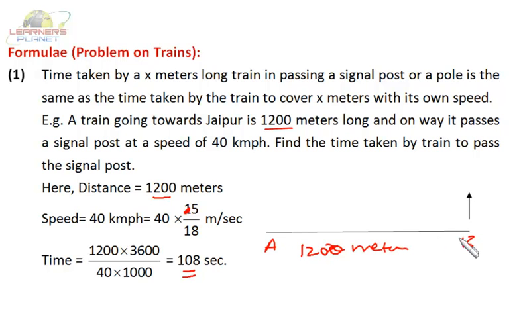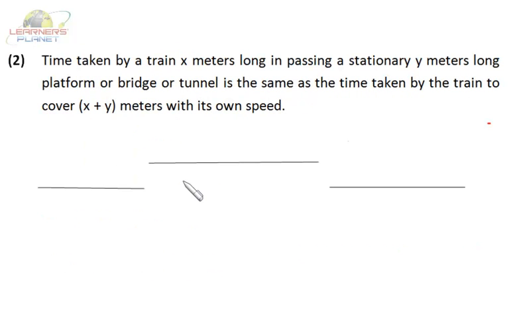In some cases, the train has to cross a platform, a bridge, a road or something like that. In those cases, even the length of the platform or bridge has to be considered. Let's take the concept. Now let's see what happens when a train is crossing a platform or a tunnel or a bridge. The time taken by a train x meters long in passing a stationary y meters long platform or bridge or tunnel is the same as the time taken by the train to cover x plus y meters with its own speed. Now friends, let's assume that this is a train and the length of this train is x meters. And this is a platform, or maybe a bridge or tunnel, and the length of it is y meters.